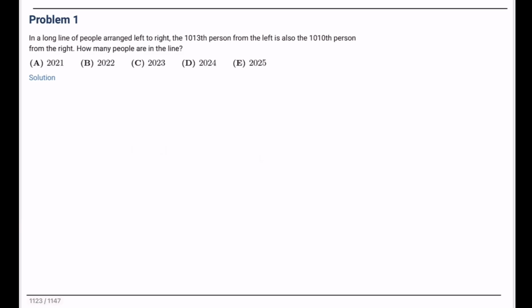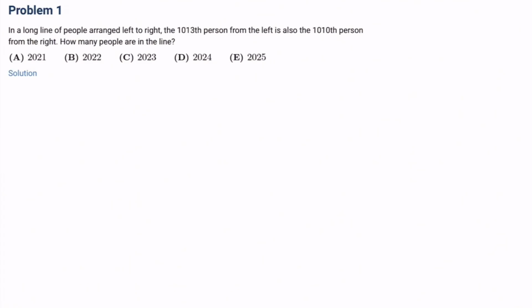So let's get started. First problem: in a long line of people arranged left to right, the 1013th person from the left is also the 1010th person from the right. How many people are in the line?